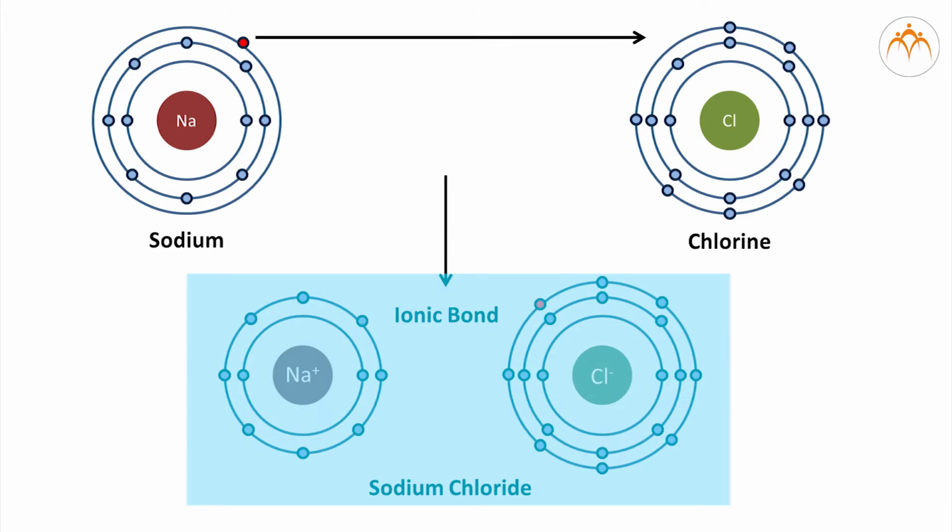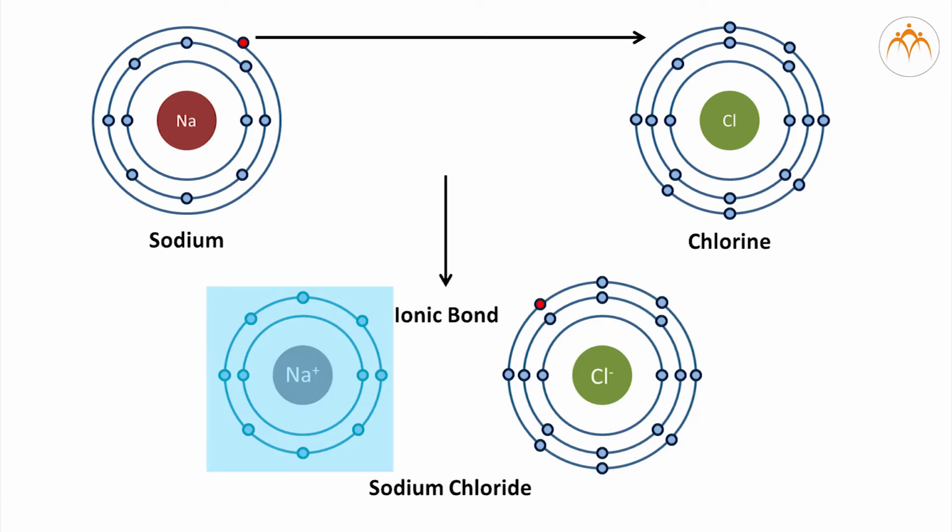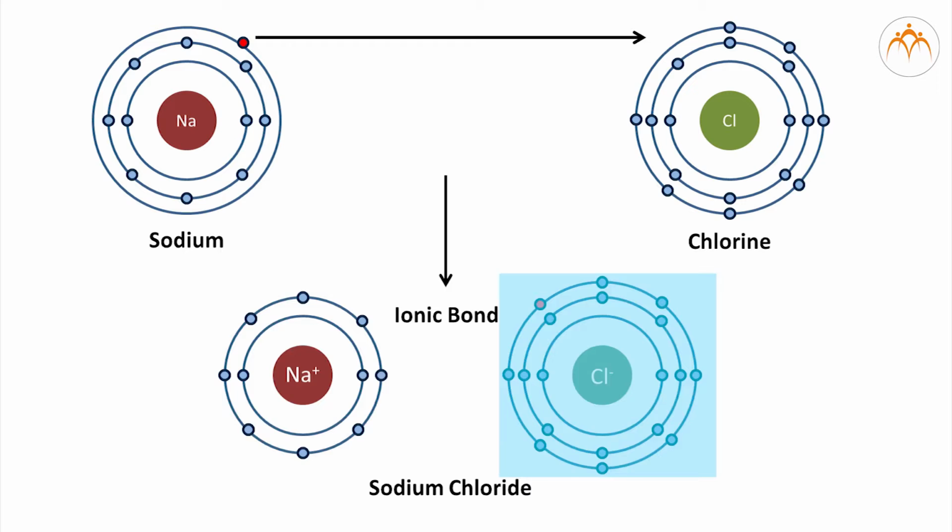The compounds formed by the transfer of electron from metal to non-metal are known as ionic compounds. Cations are positively charged ions and anions are negatively charged ions. Being oppositely charged, there is an electrostatic force of attraction between them. This force of attraction between cation and anion is called the ionic bond.